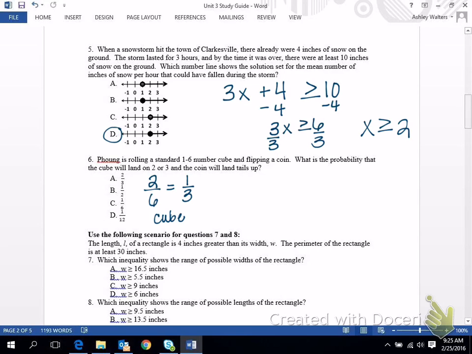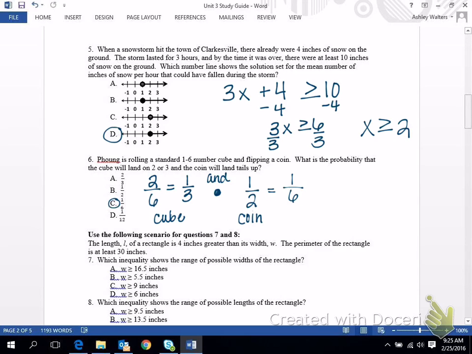With the coin, flipping a tails is 1 out of the 2 options. So that's a 1/2 probability for the coin. And any time you ever see the word and associated with probability and you're trying to get their combined results, you're going to do that through multiplication. So you're saying 1/3 times 1/2. And 1 times 1 is 1, and 3 times 2 is 6. So this is a 1/6 chance that both of these will happen.